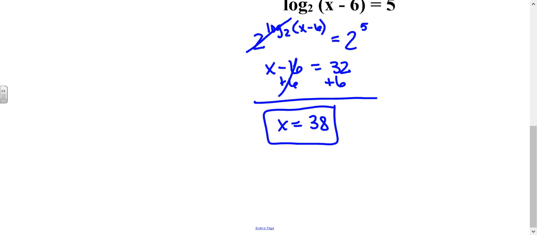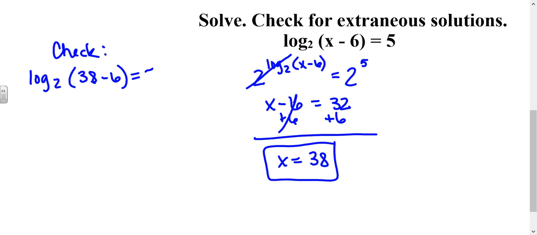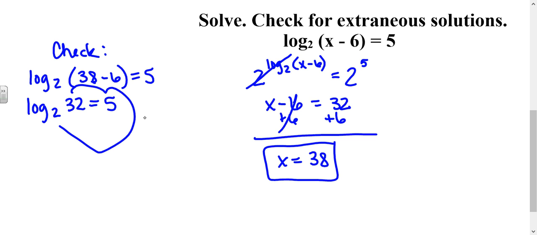And I need to check my solution. So I'm going to do a little check over here to the side. So I have log base 2 of 38 minus 6 equals 5. Well, 38 minus 6 is 32. And is 2 to the 5th power 32? It is. So that is the solution.